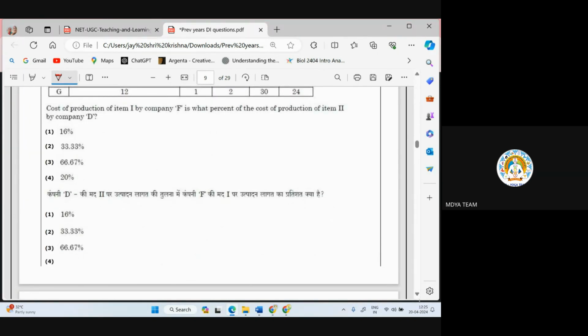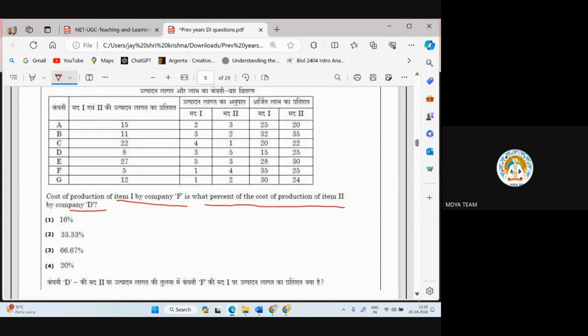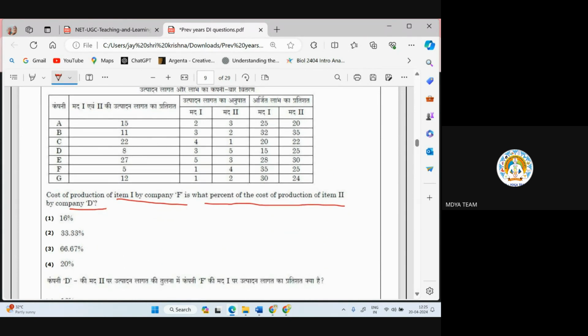Cost of production of item 1 by company F is what percentage of cost of production of item 2 by company D? So here it is just a comparison by percentage. No difference is included here. So for cost of production of item 1 by company F, let company F use F crore for production of item 1 and company D use D crores in production of item 2. This F and D you can calculate now.